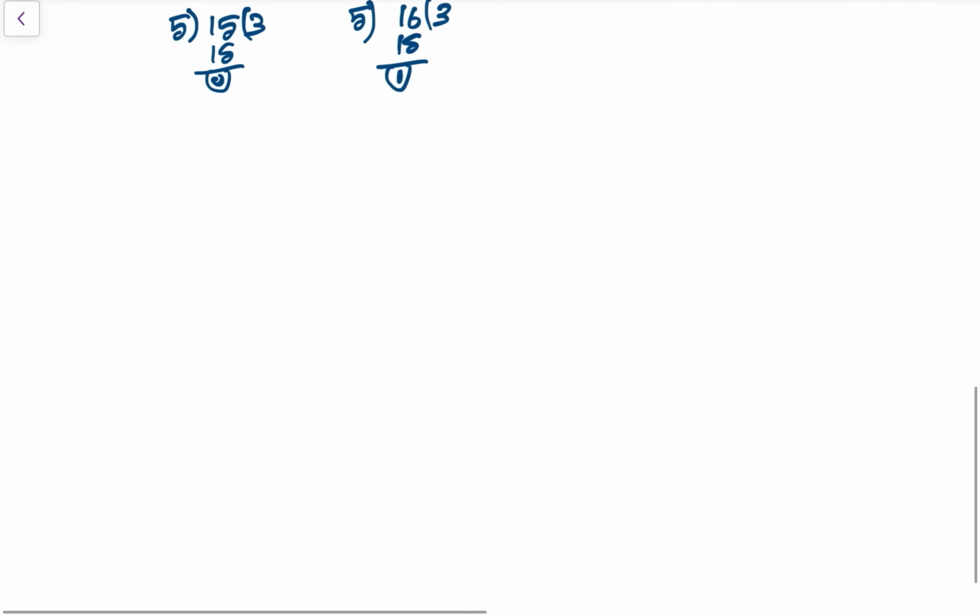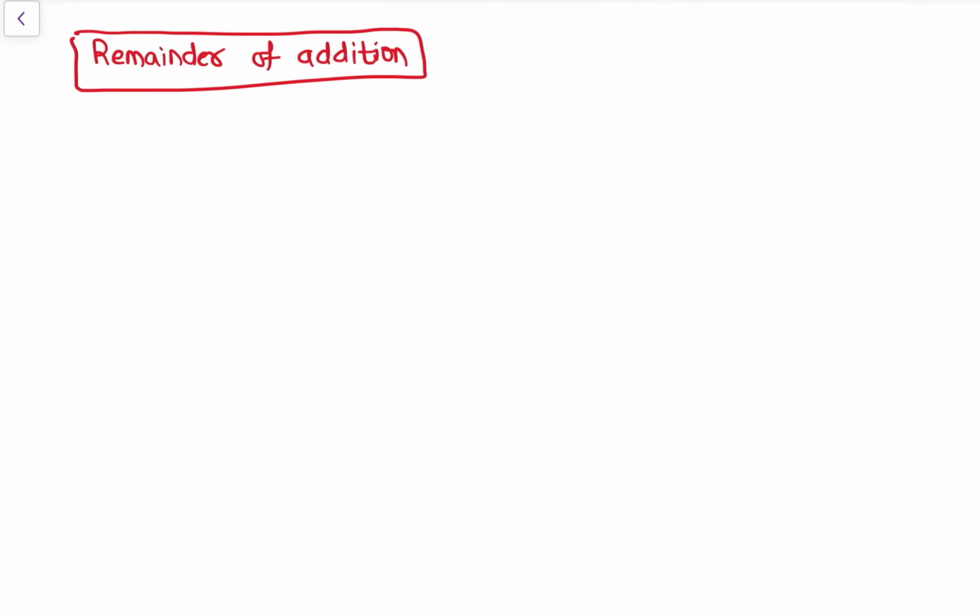Now let's understand remainder of addition. Let's do it in question form. Question is: remainder of 72 upon 5. See, one simple way is 72 upon 5. 5 ones are 5, 5 twos are 10. So remainder is 2. ये कर सकता है.